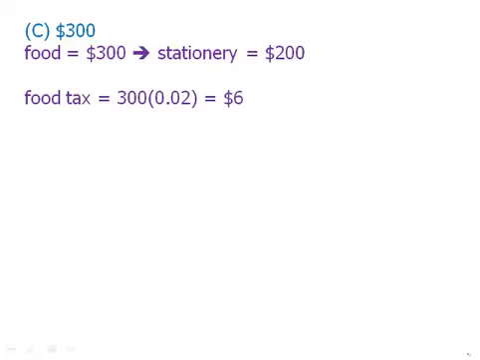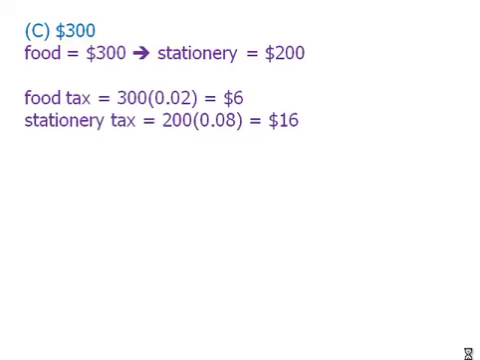There's a 2% tax on food, so 2% of 300 gives us $6. There's an 8% tax on stationery, so that gives us $16. The total tax there is $22, and that's too much. They paid $19 in tax, so 22 is too much.